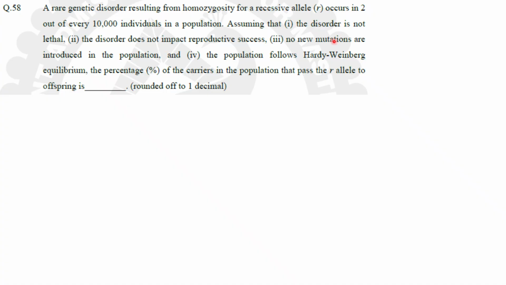Assuming that the disorder is not lethal, nobody is dying because of the disorder, it does not impact reproductive success, no harm in reproduction, no new mutations are introduced, and the population is in Hardy-Weinberg equilibrium. So what is the percentage of carriers in the population that pass the r allele to the offspring? So you have to find the carrier frequency.